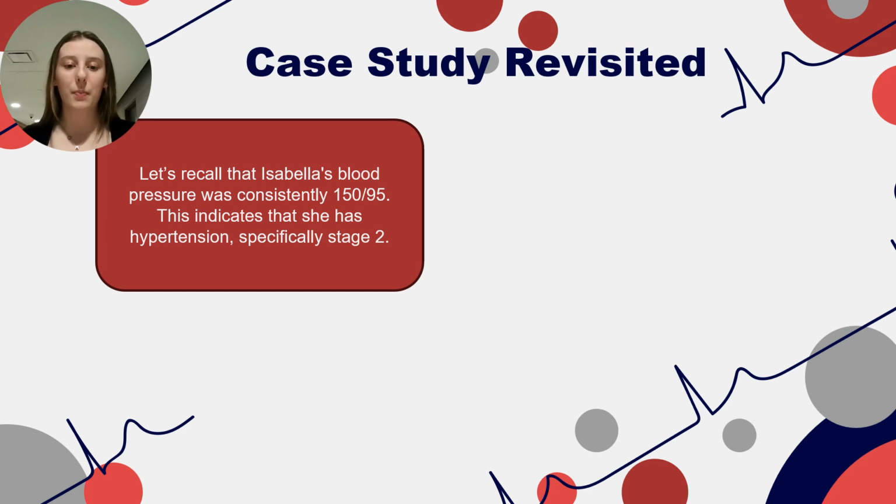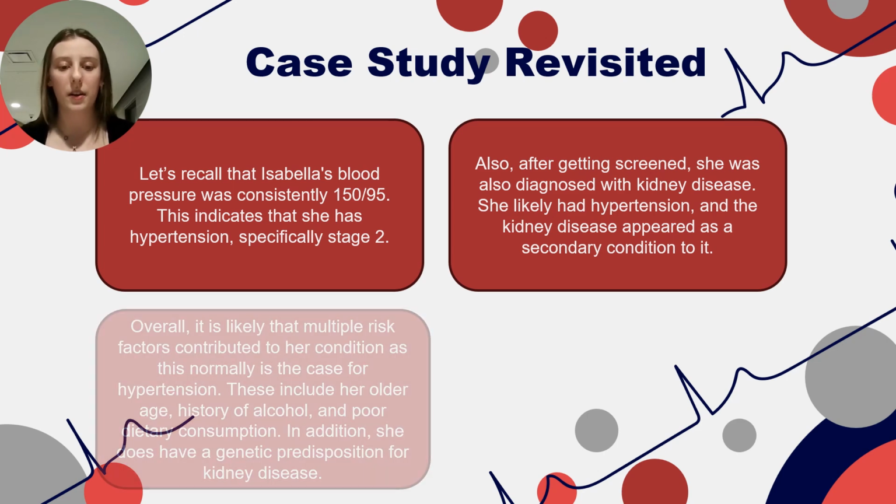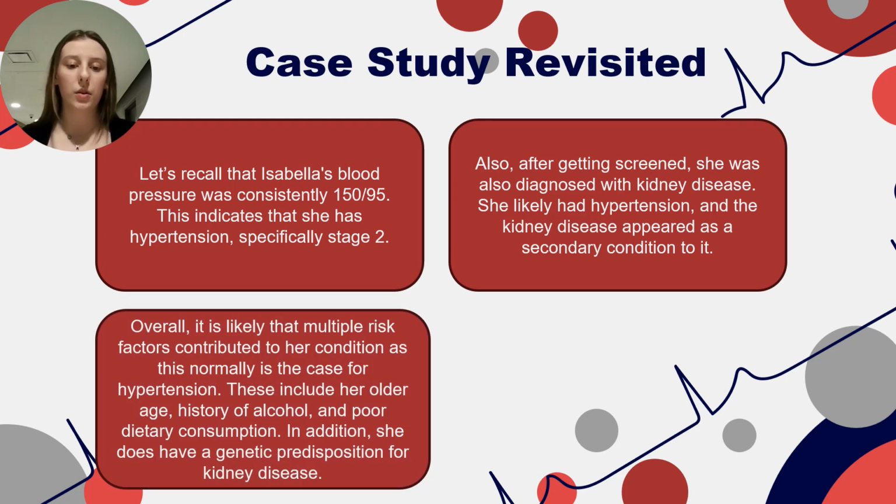Let's recall that Isabella's blood pressure was consistently 150/95. This indicates that she has hypertension, specifically stage 2. Also, after getting screened, she was also diagnosed with kidney disease. She likely had hypertension, and the kidney disease appeared as a secondary condition to it. Overall, it is likely that multiple risk factors contributed to her condition, as this normally is the case for hypertension.